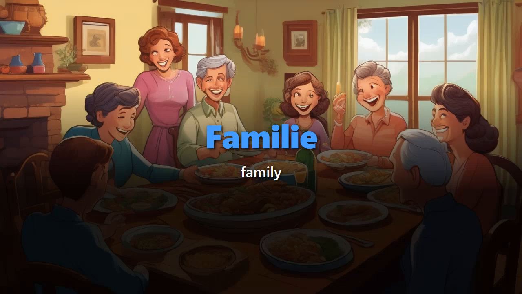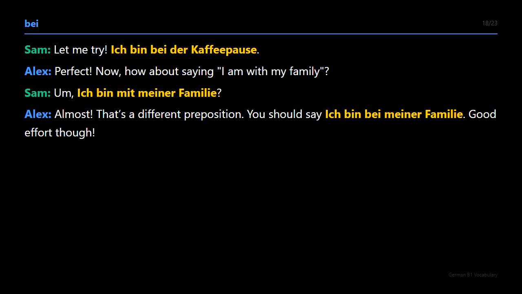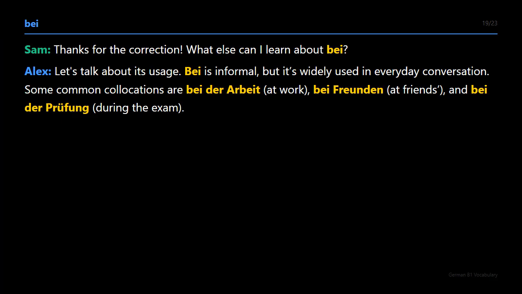Let me try. Ich bin bei der Kaffeepause. Perfect. Now, how about saying I am with my family? Ich bin mit meiner Familie. Almost. That's a different preposition. You should say, Ich bin bei meiner Familie. Good effort though. Thanks for the correction. What else can I learn about Bei?